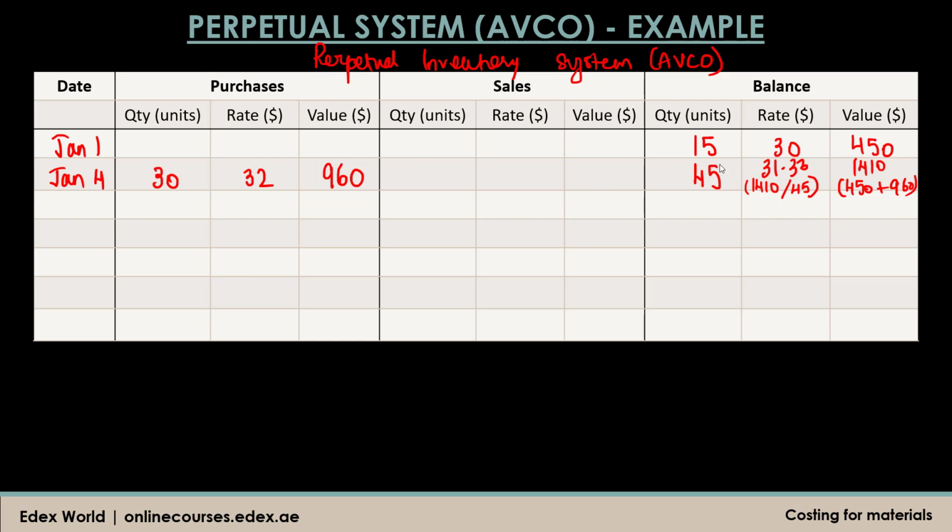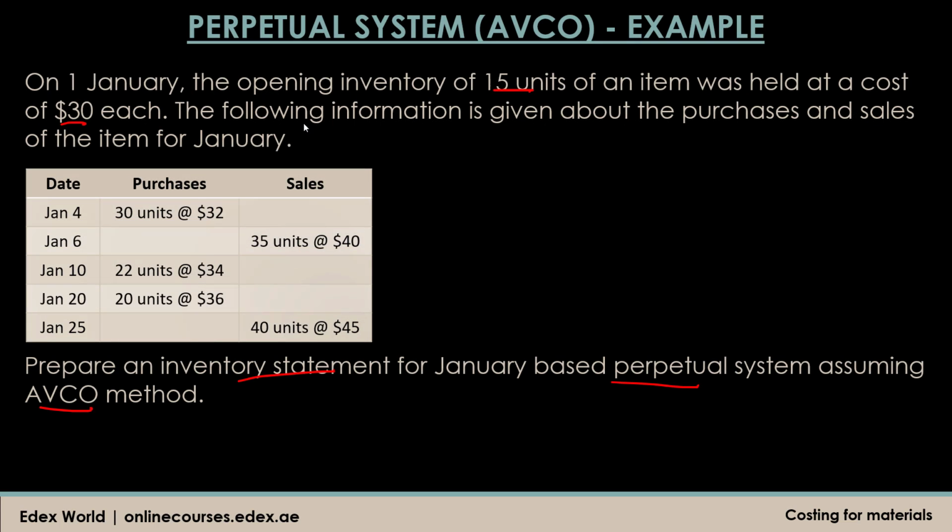Basically, again, I will just repeat my statement. Whenever a new batch is received, you have to calculate the average rate of all the materials as on that date. So how do you calculate the average rate? You take the total of the value and divide it by the total of the quantity. So that's what we've done here. 1410 is the total of the value of opening and new batch, and we divided it by the total of the quantity, which is 15 plus 30. We get an average rate of $31.33. This value is now very important for all future issues and future closing balances until we receive a new batch. So after Jan 4, we then sold items on Jan 6, 35 units.